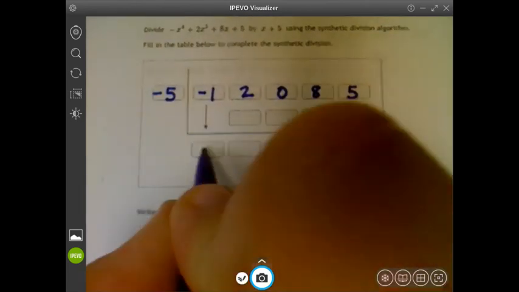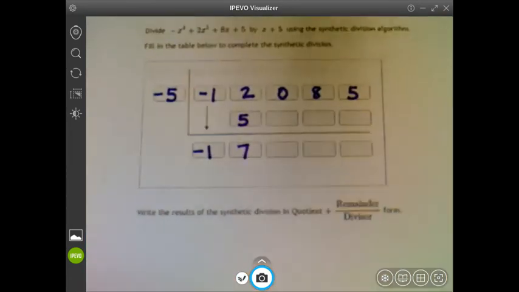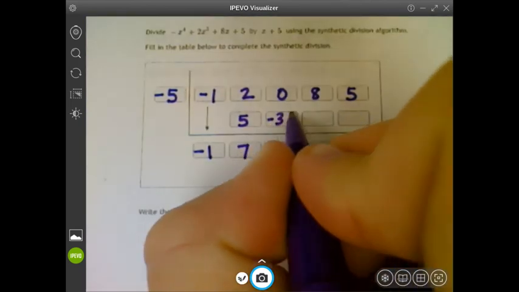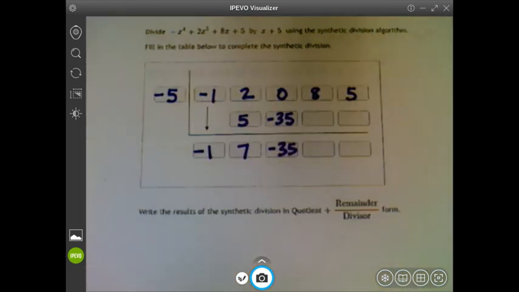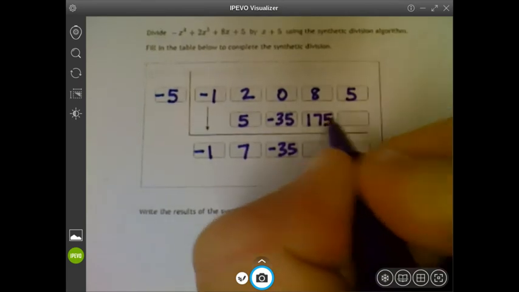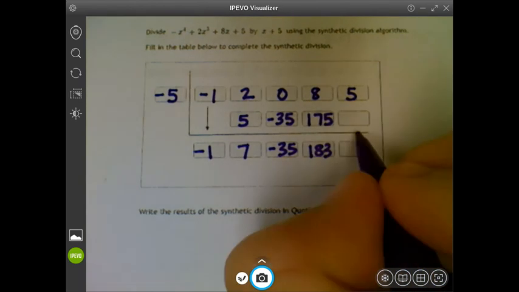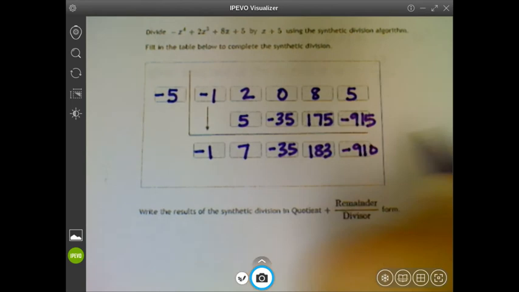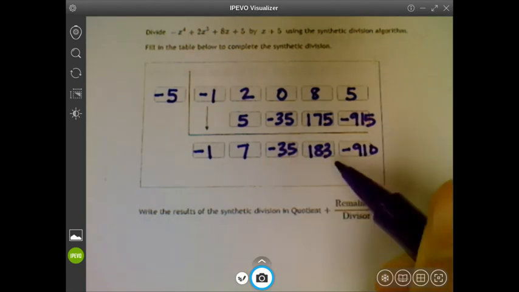All right, so first number comes straight down. Negative 1 times negative 5 is positive 5. Add them together. 5 times negative 5 is negative 35. Add those together. Multiply again, we get 175. Add them together, we get 183. Multiply, we get negative 915. Add them together, negative 910. So yeah, these numbers just get really big, and they just alternate back and forth between positive, negative, positive, negative.